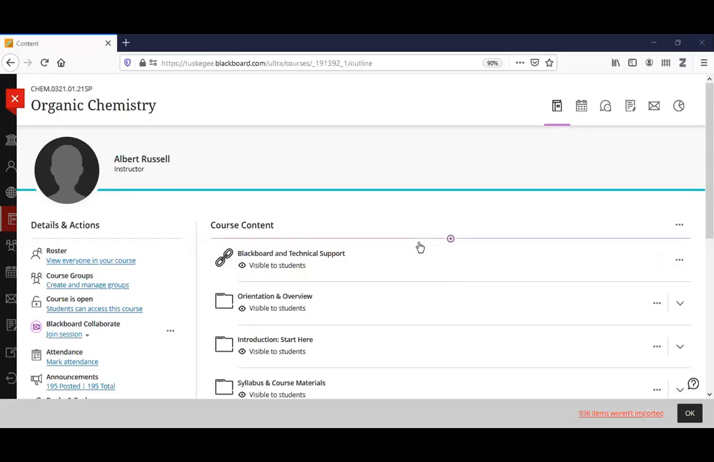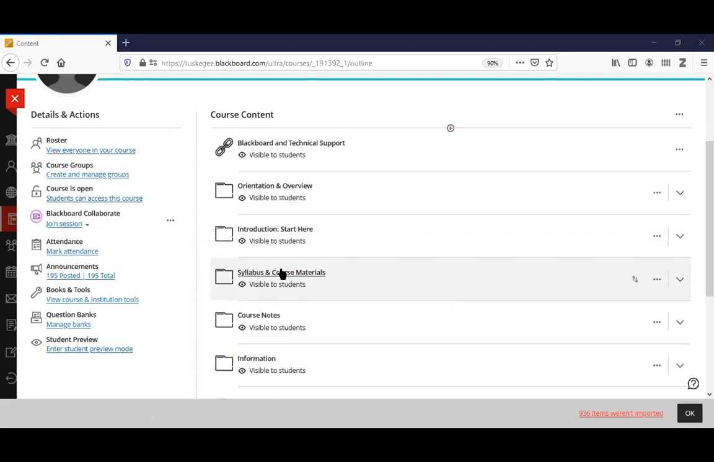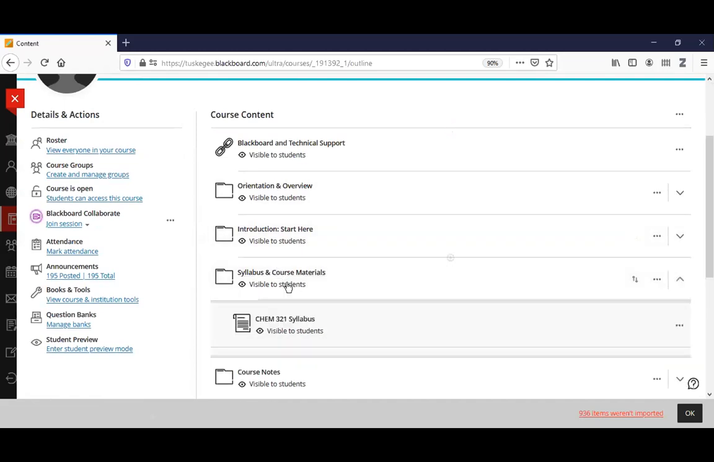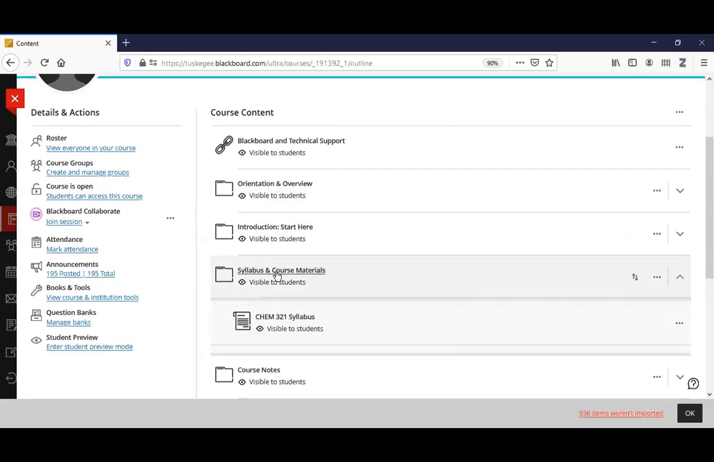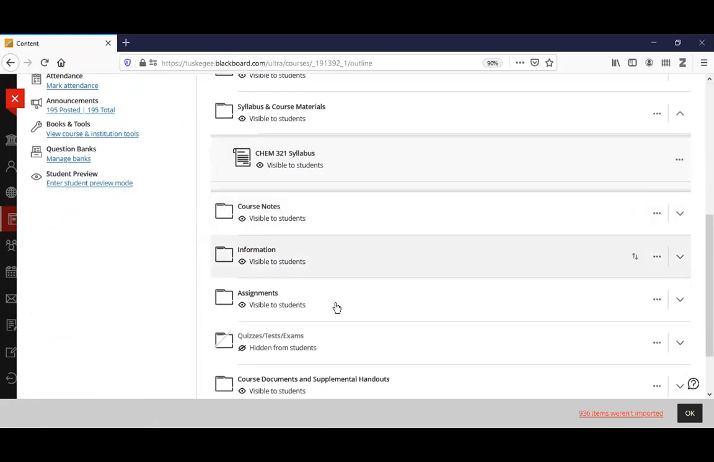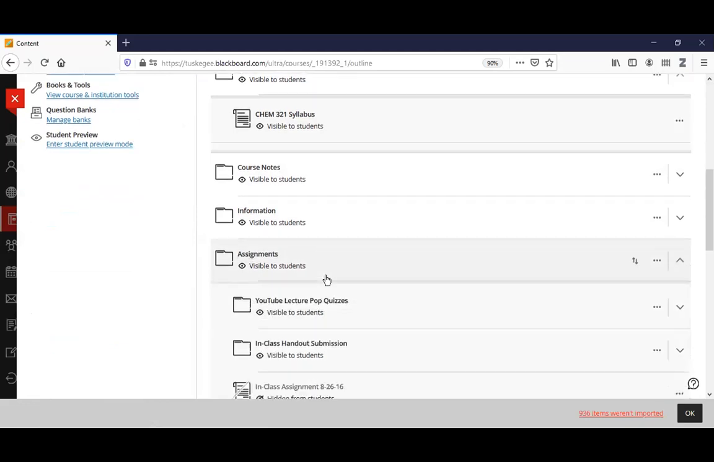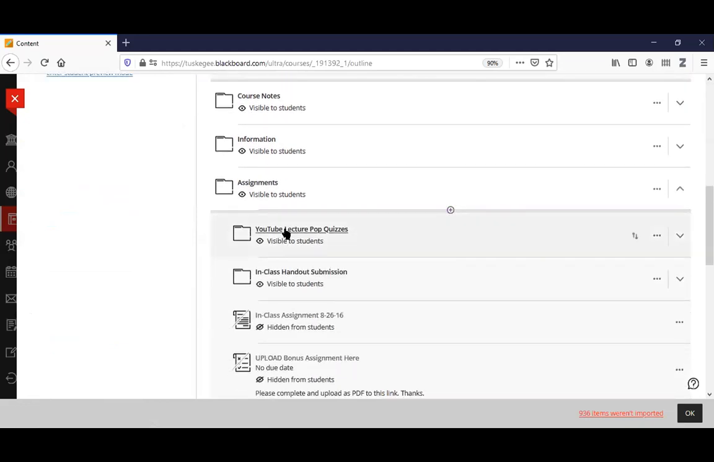So the syllabus, I don't think anybody had a problem accessing that. It'll be in this folder right here that says syllabus and course materials, and then the quiz would have been in here. It says assignments, and then right here, YouTube pop quizzes.